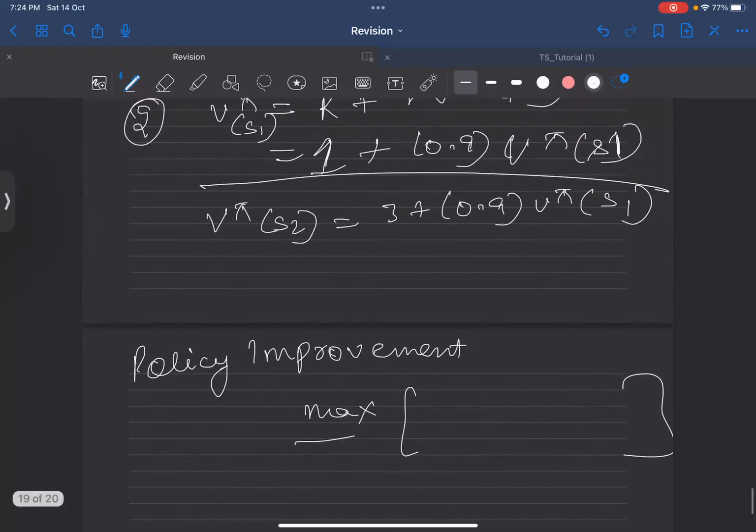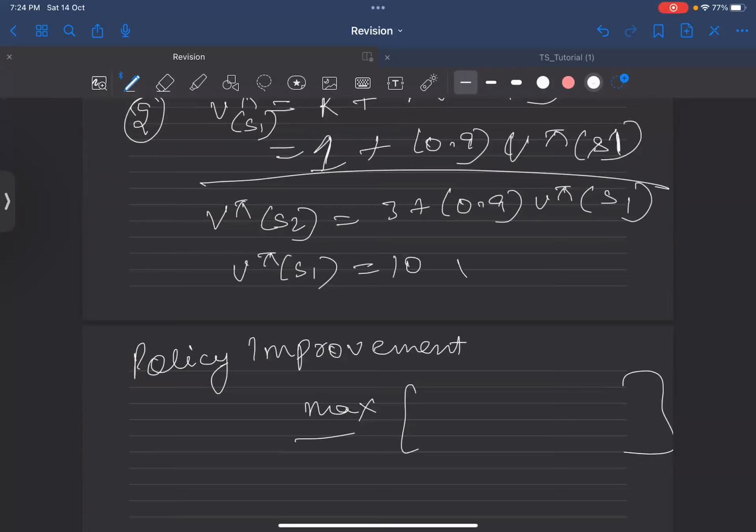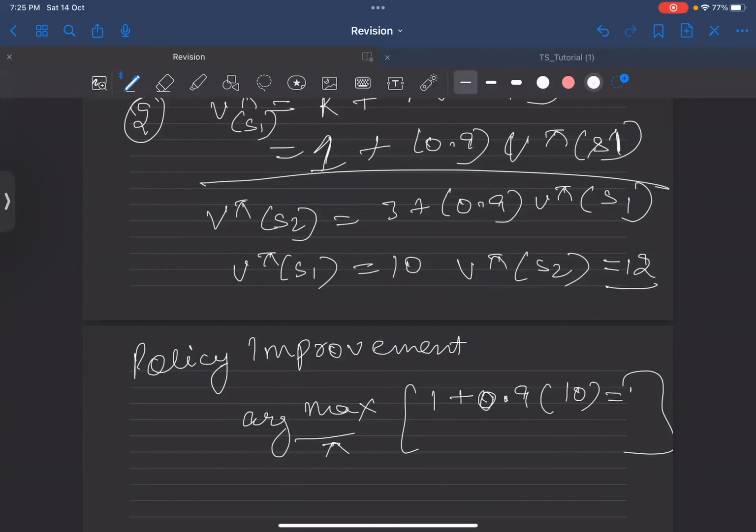Suppose I get V pi of S1 is equal to 10 and V pi of S2 is equal to 12. Then what is the argmax of this? This is 1 plus 0.9 into 10, that is 10 here, and 2 plus 0.9 into 10, that is 12.8 here. So this is how basically I'll proceed. Both of the policies I'll improve. This is the policy evaluation as well as the improvement step.